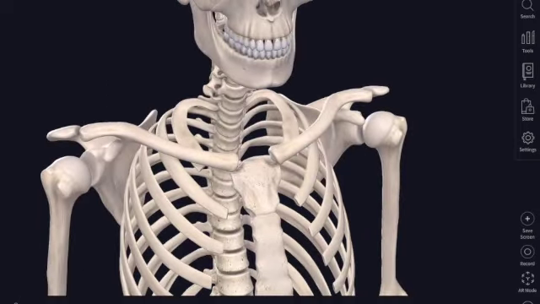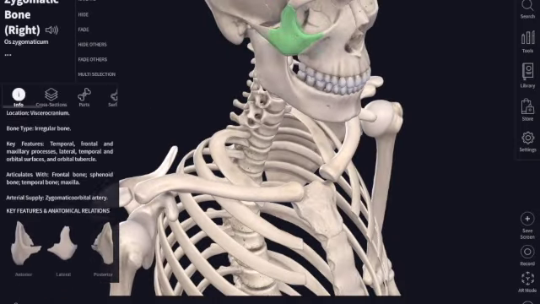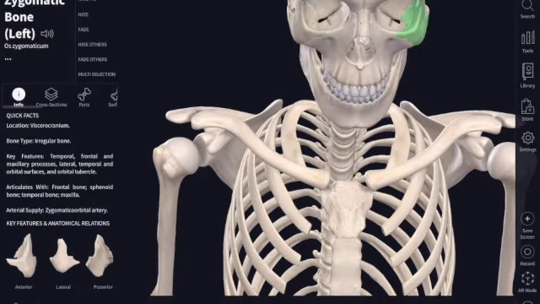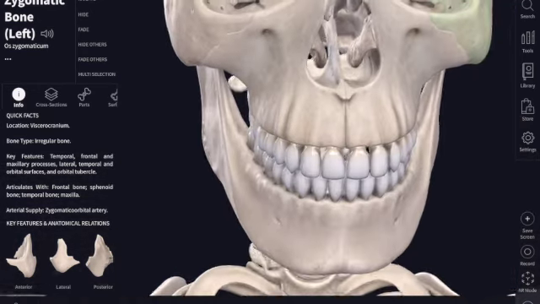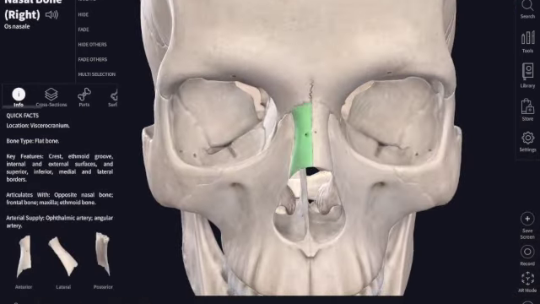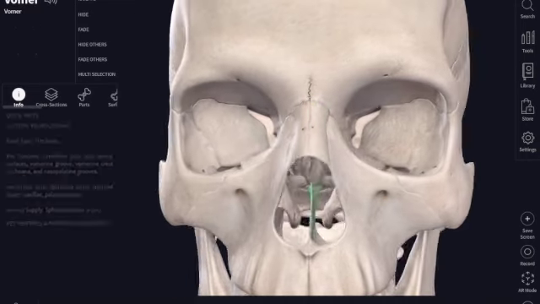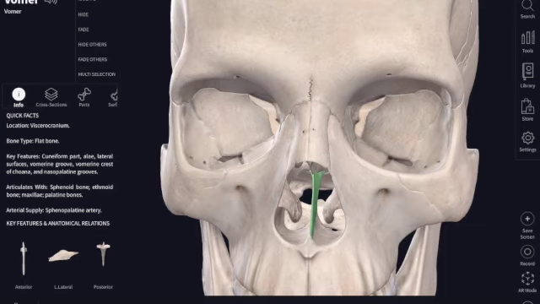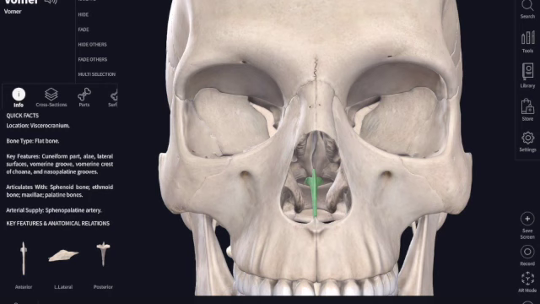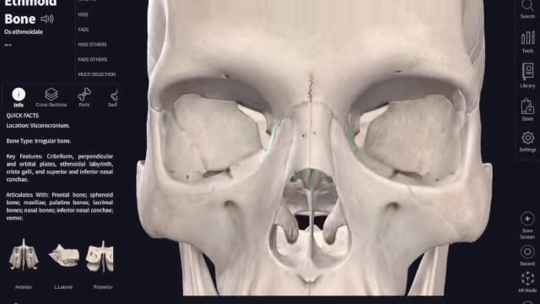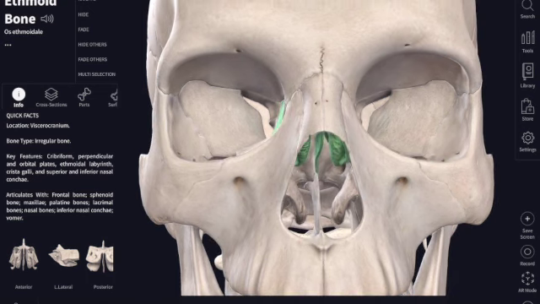The zygomatic bone is there. It's the big cheekbone. You've got your nasal bones, the bridge of your nose. The vomer is that big, very thin structure. Don't get that confused with the perpendicular plate of the ethmoid. The perpendicular plate of the ethmoid is superior to the vomer.